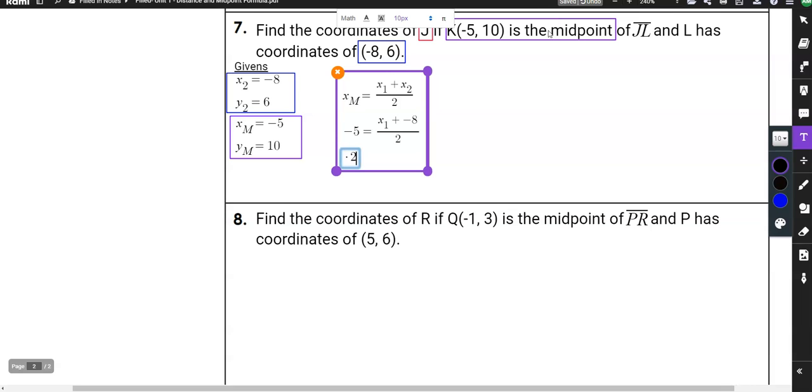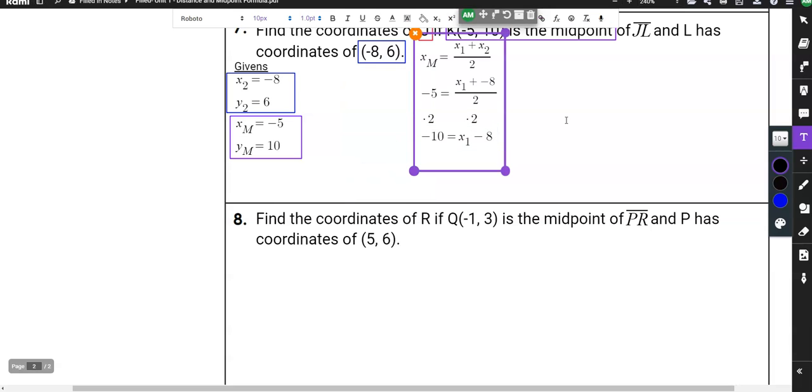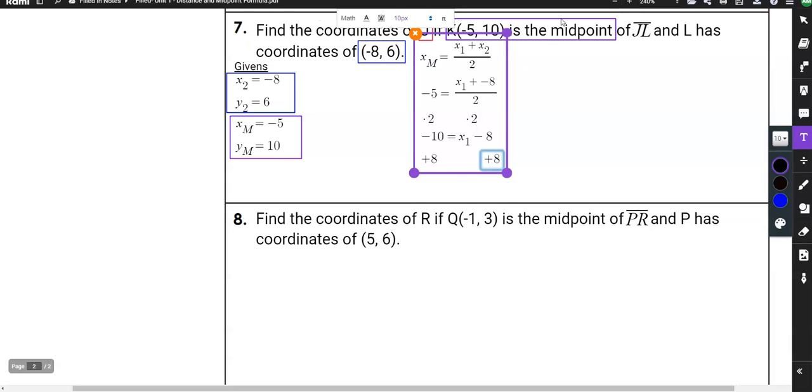In order to get rid of the denominator, we need to multiply both sides by 2. And again, I am going to use the dot for multiplication because it is more correct than the x. It can't be mistaken for an x anyway. So we have negative 10 is going to be equal to x sub 1 minus 8. And then we're going to add 8 to both sides. So after we do that, we will have that x sub 1 is going to be equal to negative 2.